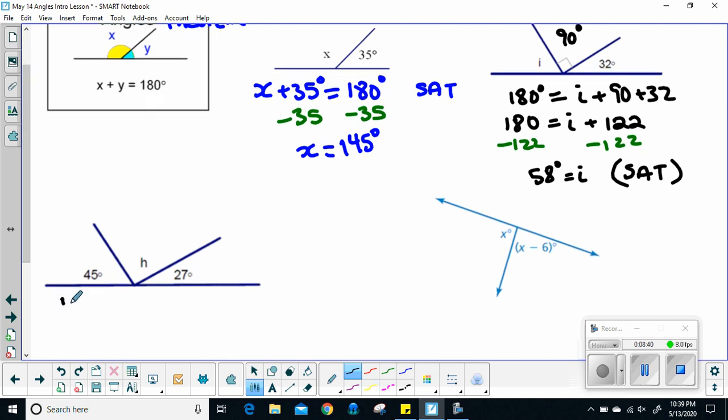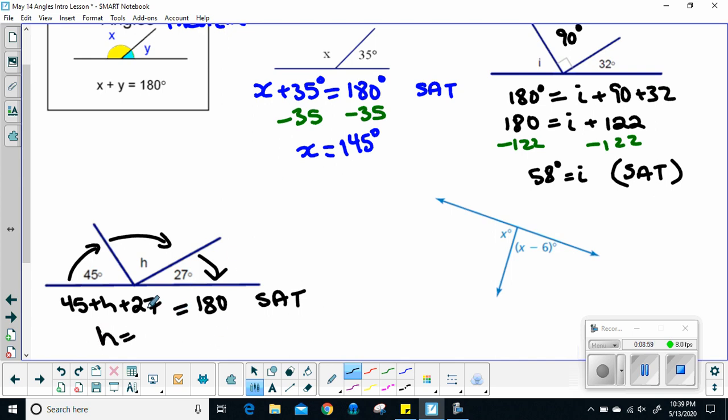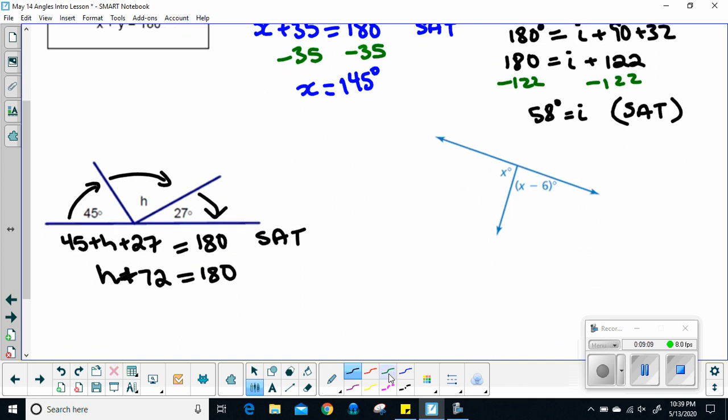Okay, ditto on this one. So we know 45 plus H plus 27, right? Because we go 45, and then H, and then 27. We're all in a straight line, so it has to equal 180 degrees. So that's the supplementary angle theorem. Notice I've done this in all different orders, and it's all the same thing. Totally fine. So 27 plus 45 is what? 72. Plus H, so 72 plus H equals 180. Minus 72 from both sides, and H equals 108 degrees.